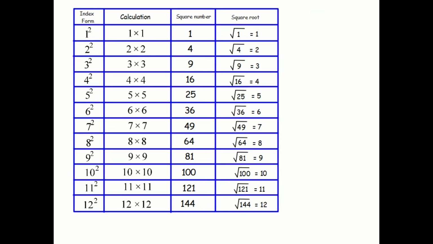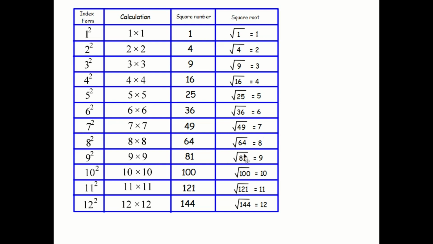The opposite of squaring is square rooting. Please don't get this confused with division. Square rooting is the opposite of squaring. So let's take a look at this example. For example, 7 squared is 7 multiplied by 7, which is 49. So the square root of 49, you're basically asking yourself, what number have you multiplied by itself twice to get 49? And the answer is 7.